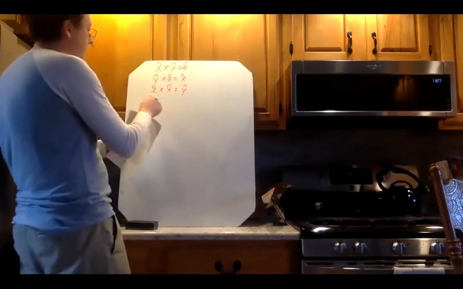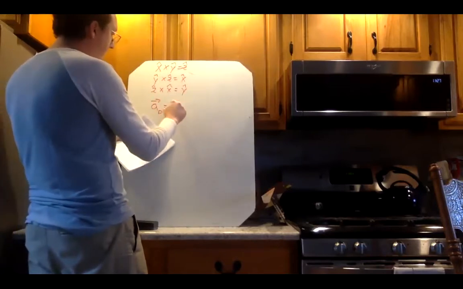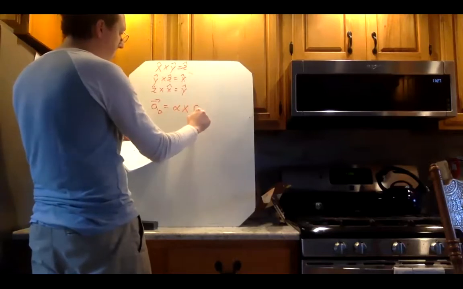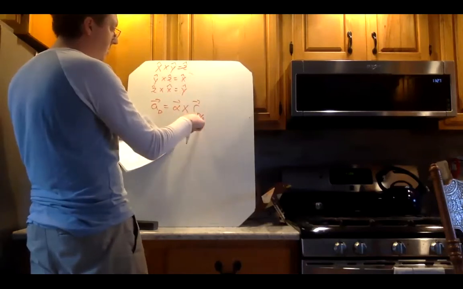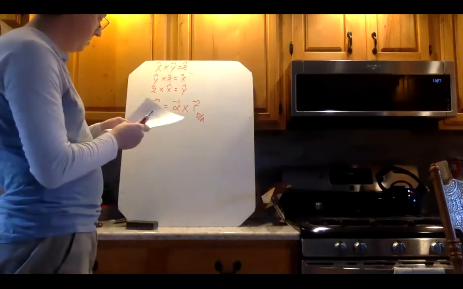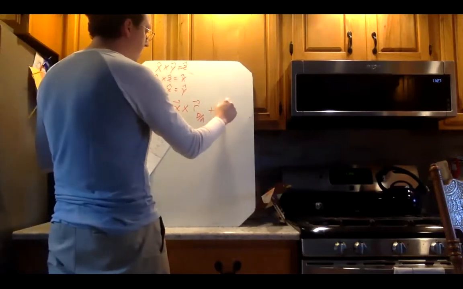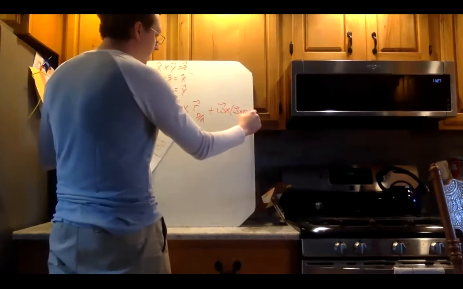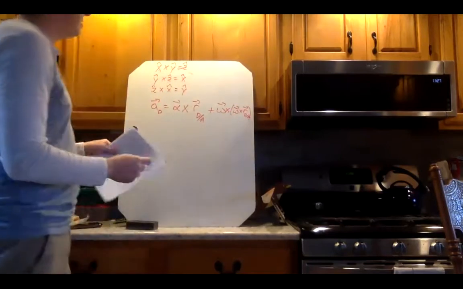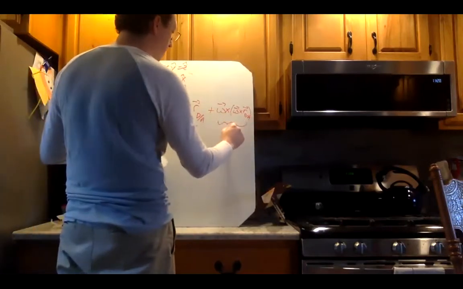Okay, so my formula in the video online said that the acceleration at D would equal alpha cross r dA. So alpha cross the relative vector from A to D. This is the tangential component, plus omega cross omega cross r dA. And this is the radial part. So this is tangent, and this is radial, or normal.